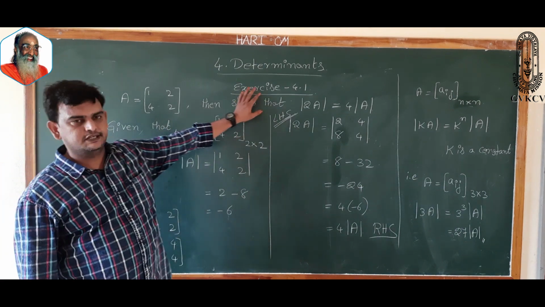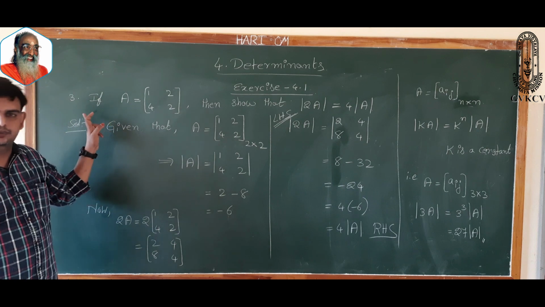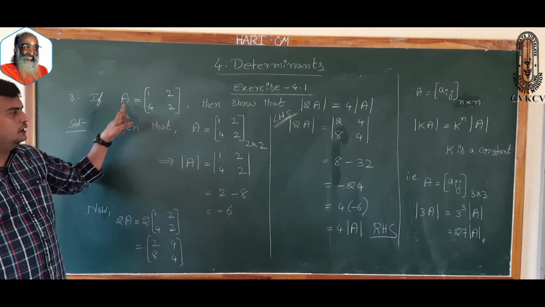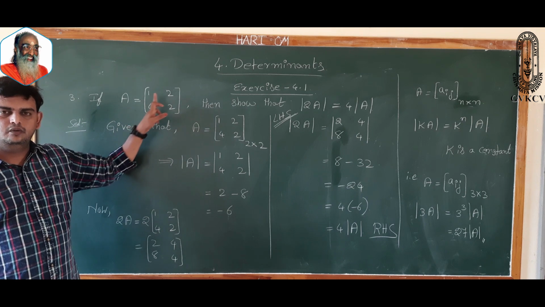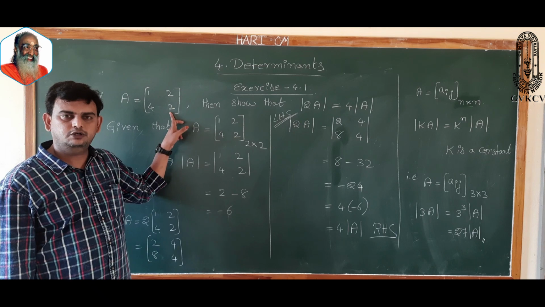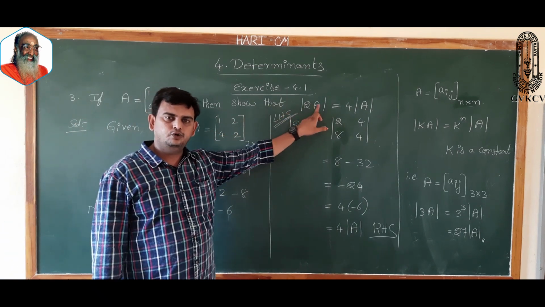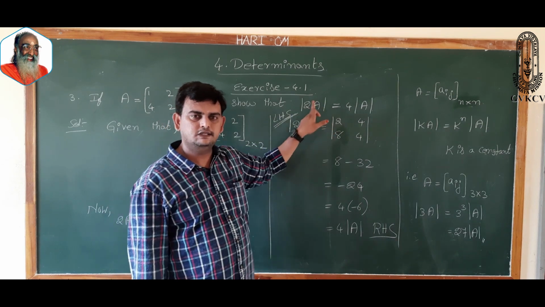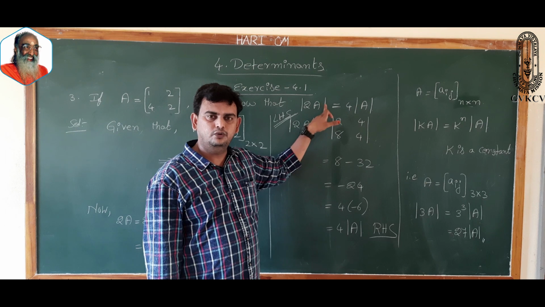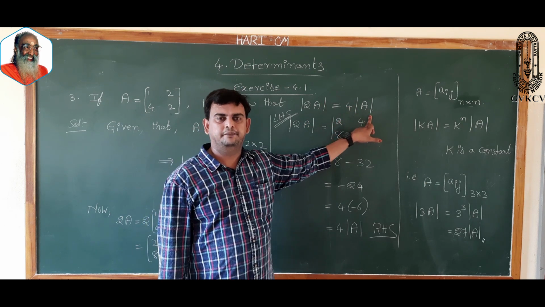Now, in exercise 4.1, we have another different model, that is problem number 3. What is given in problem number 3? We have a matrix A = [1 2; 4 2], which is a square matrix with 2 rows and 2 columns. Show that det 2A, don't read it as modulus of 2A, which indicates the determinant of 2 into A, is equal to 4 into det A.